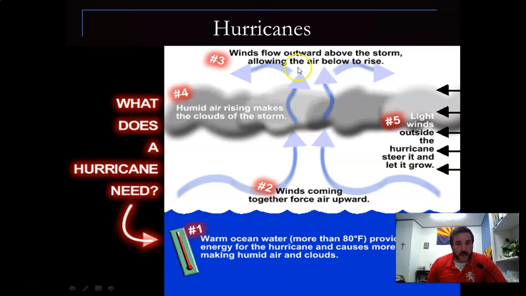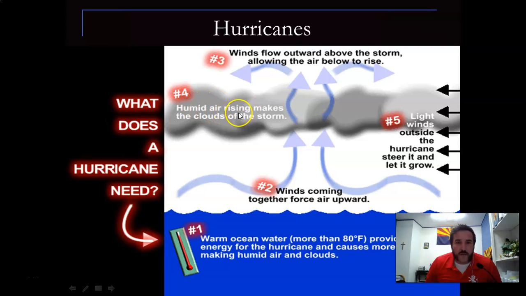And so here are all the ingredients needed to form a hurricane. It's got to start with warm ocean water. Then look at number 2. The winds coming together force air upward. And then it goes up. In 3, the winds flow outward above the storm, allowing the air below to rise, meaning the warm air is always constantly going up. And then take a look at ingredient number 4.